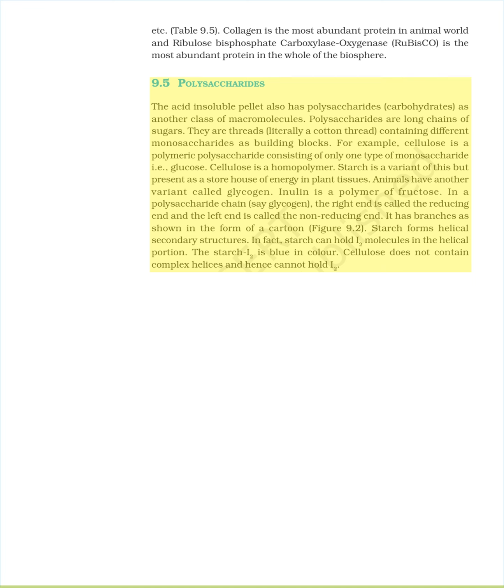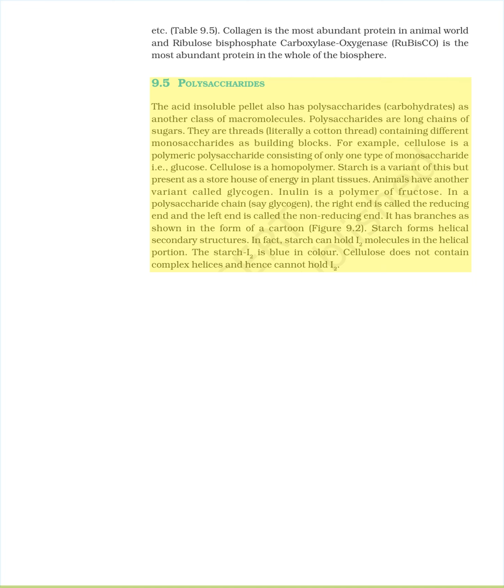Animals have another variant called glycogen. Inulin is a polymer of fructose. In a polysaccharide chain, say glycogen, the right end is called the reducing end and the left end is called the non-reducing end. It has branches as shown in the form of a cartoon, Figure 9.2.